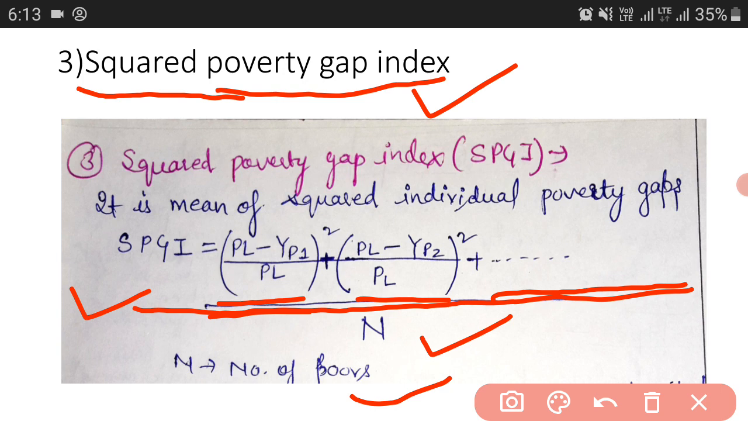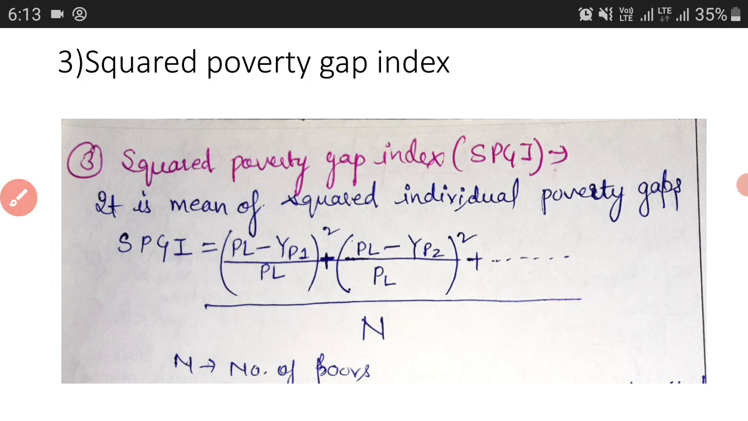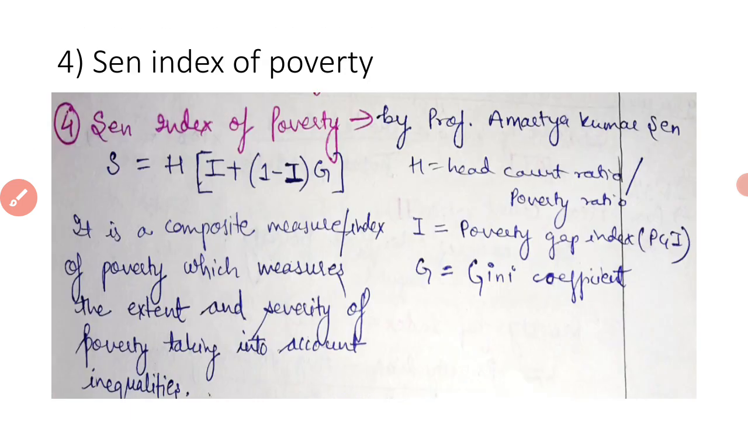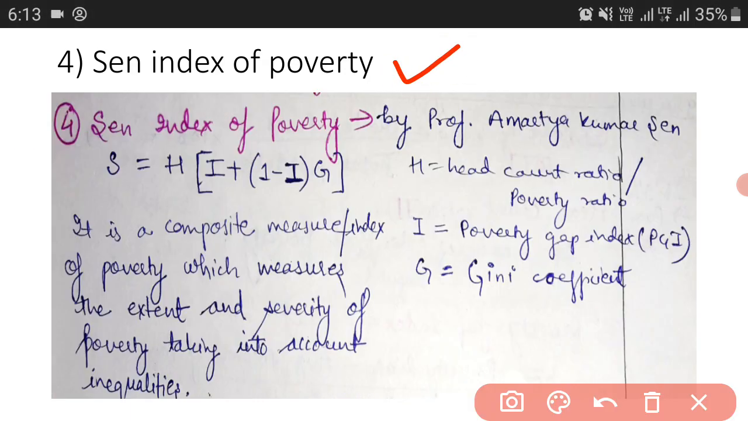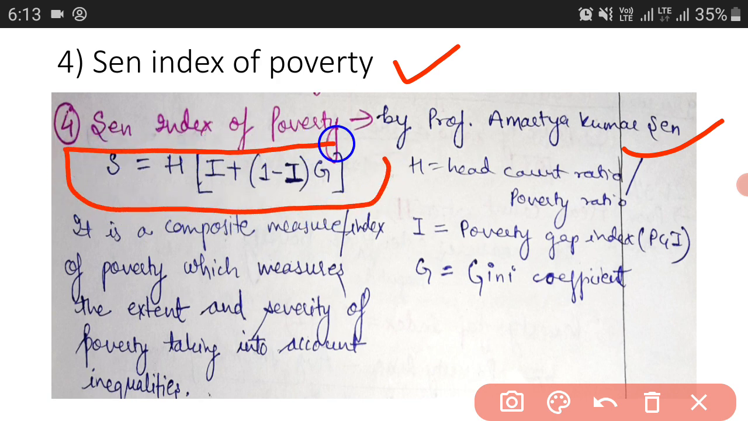Okay, after this we will talk about the last one. The last one is your Sen index of poverty. The Sen index of poverty is the most important one, and it was provided by Professor Amartya Kumar Sen, and that's why it is known as Sen index of poverty. And you can see here the formula of this Sen index of poverty.